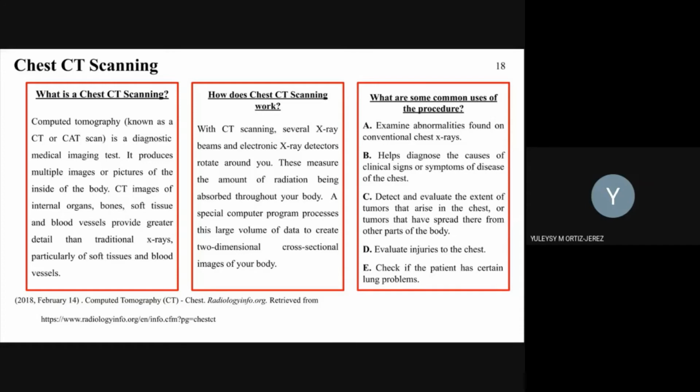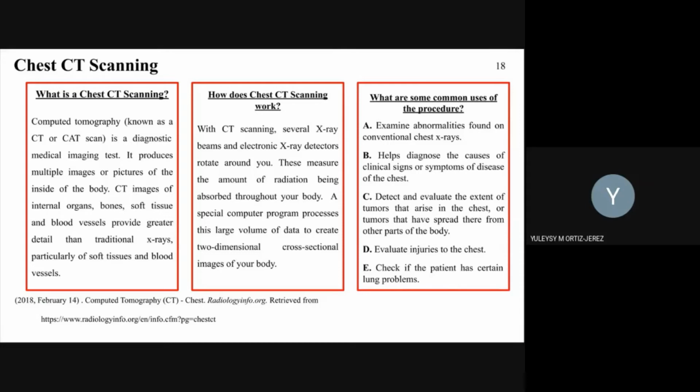Certain CT scans require a special dye called contrast dye, which, as the name suggests, highlights specific areas inside of the body and creates a clearer image. Some of the common uses of this procedure are to examine abnormalities found on conventional chest X-rays. Also, to help diagnose the causes of clinical signs or symptoms of disease of the chest, such as cough and shortness of breath, which is one of the principal symptoms of the coronavirus.